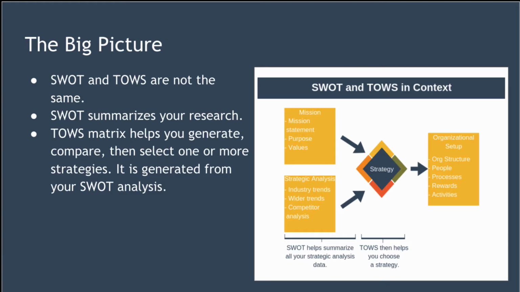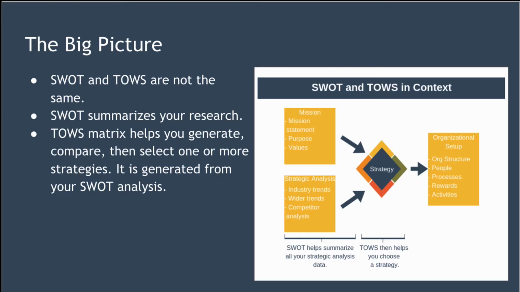Now, this analysis will generate lots of data. So how do you make sense of all this data? Well, a SWOT analysis can be a great way to summarize all the information that you've collected at this stage. But once you've done that and you've collected all the information in your SWOT, the next step is to generate strategic options and select one or more of them to pursue. And this is where TOWS analysis comes in.